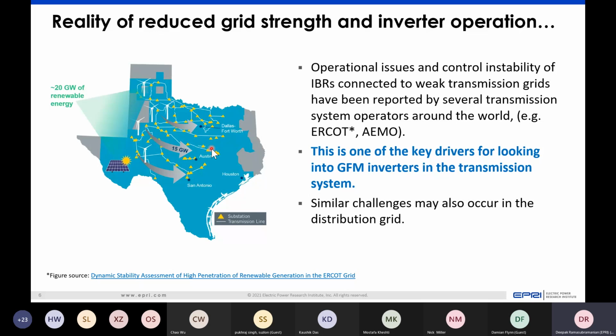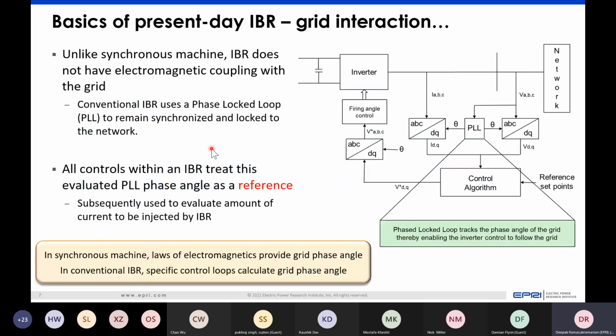And there are other solutions that can be used in collaboration with grid-forming inverters that should be utilized to bring about an economic solution that maintains energy efficiency and reliability of the electric supply. So with that said, let's dive a little bit deeper into what really happens.